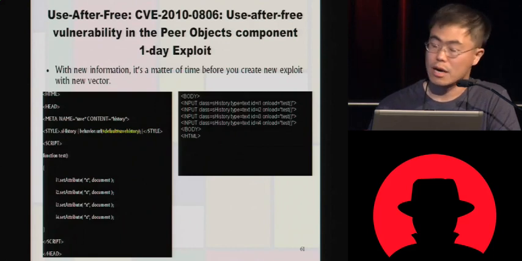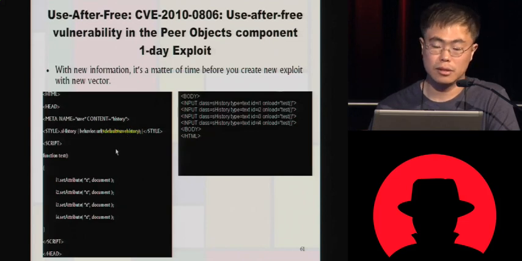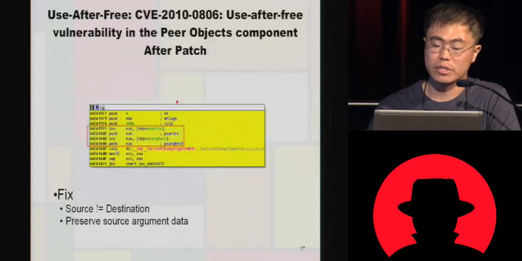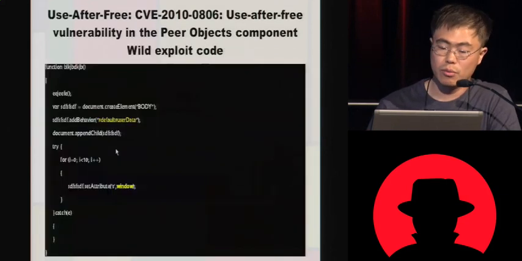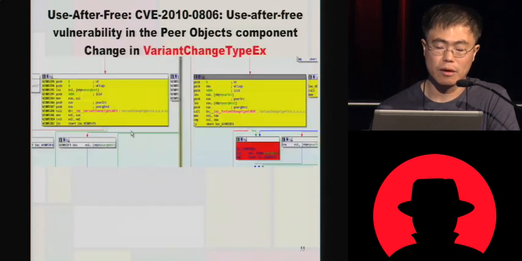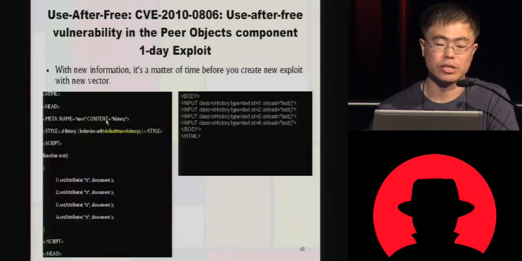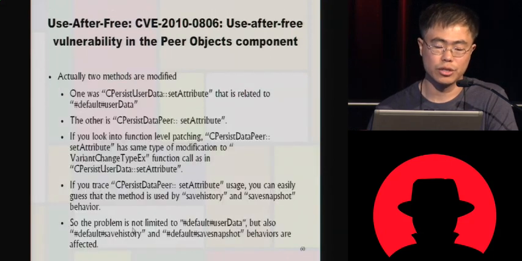So here's the exploit that I wrote. It's just a POC. It doesn't have any kind of heap spray code here. So it's using default save history here. The original exploit was using default user data. So the vendors might have created a lot of signatures related to this default user data, but you can still exploit the same kind of vulnerability using this behavior.